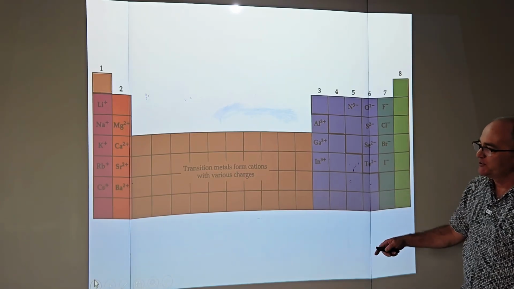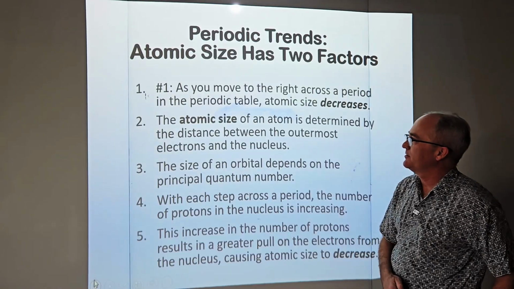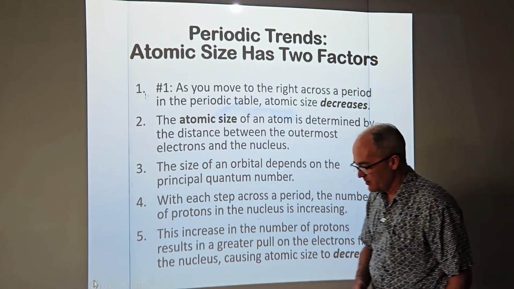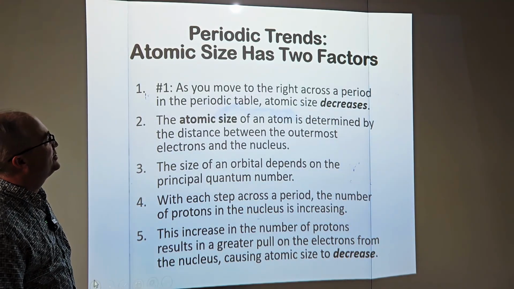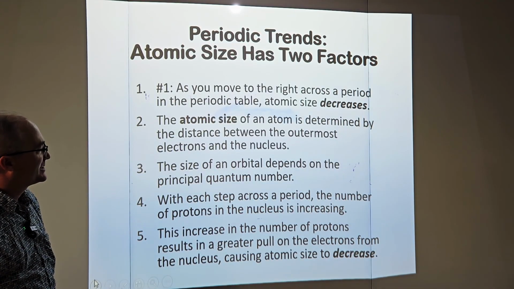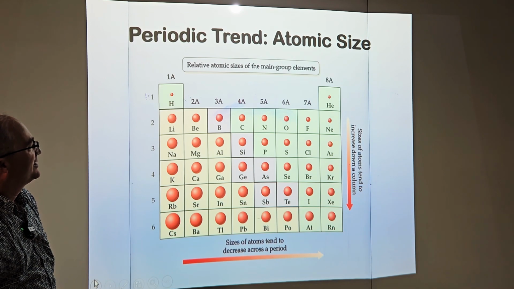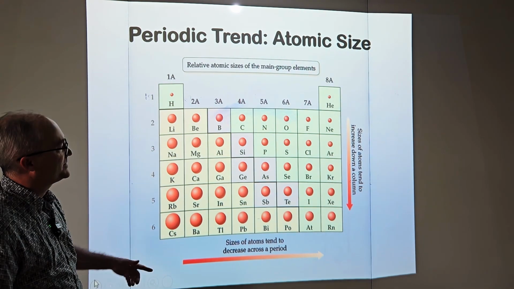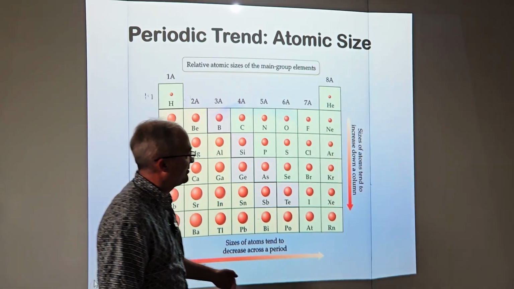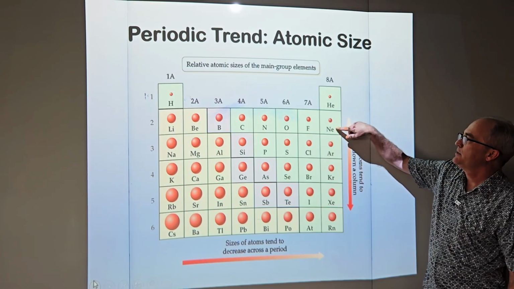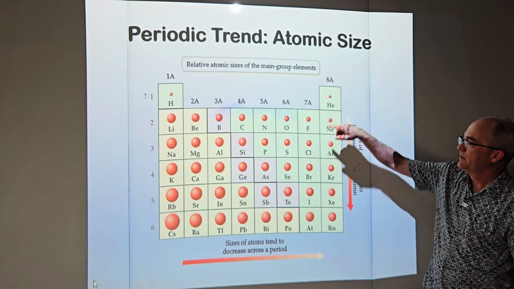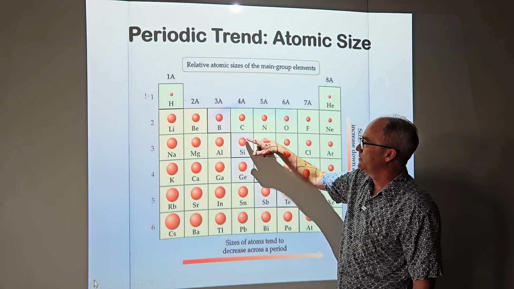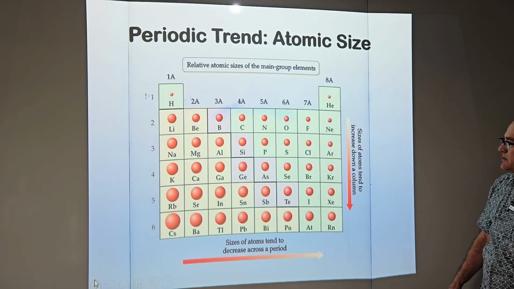So that's how we predict these charges. I wanted to just get to these last 2 slides, predictions and trends. We're going to look at size first. This one's fairly intuitive. Size increases as you go down a column. So of course, neon's larger than helium. Oxygen is smaller than sulfur. Silicon's larger than carbon. This typically makes sense.